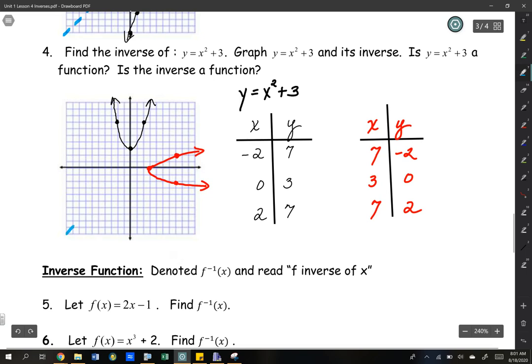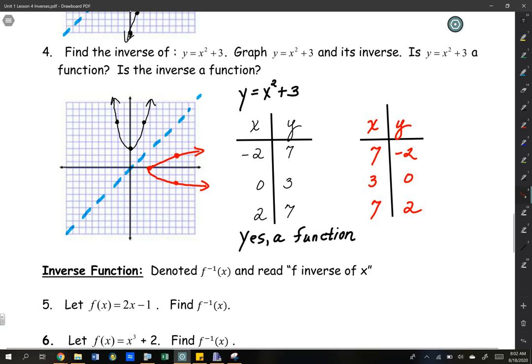I always like to add in my line y equals x. All right, so it says, is y equals x squared plus 3 a function? Well, if we drop a vertical line anywhere, we only hit it once, so this is a function. Looking at the inverse, if we drop a vertical line, we're going to hit it in more than one place. So the inverse is not a function.